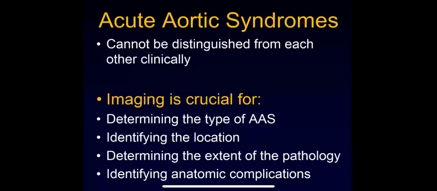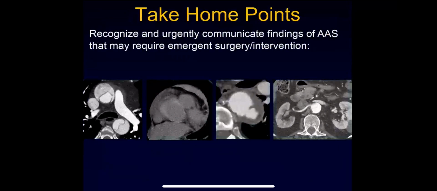Acute aortic syndromes cannot be distinguished from each other clinically, and hence imaging is crucial for determining the type of acute aortic syndrome, identifying the location, whether it involves the ascending thoracic aorta or just the descending thoracic aorta, to determine the extent of the pathology, to look at branch points, and to identify anatomic complications.